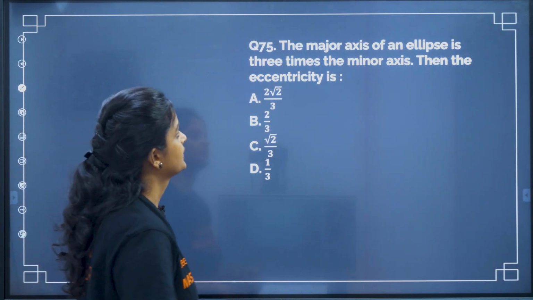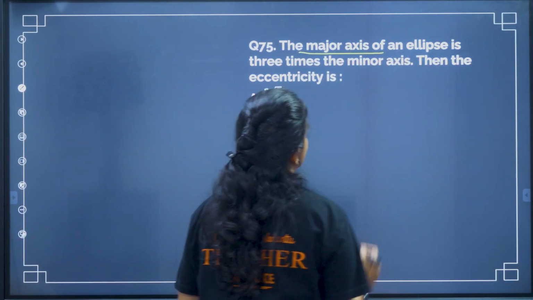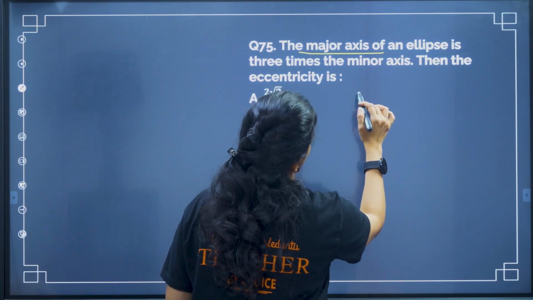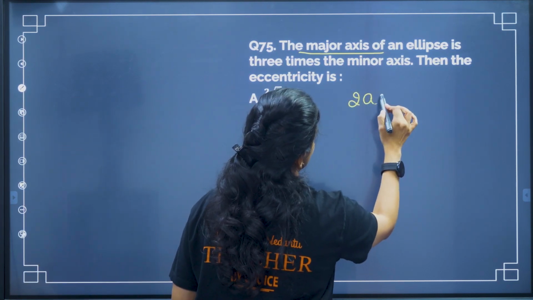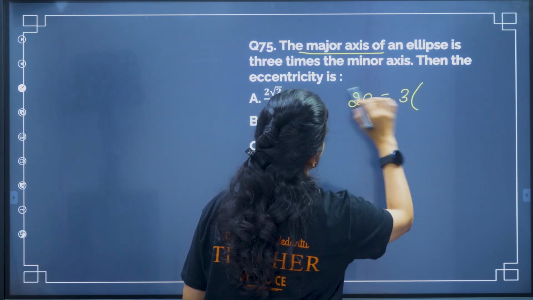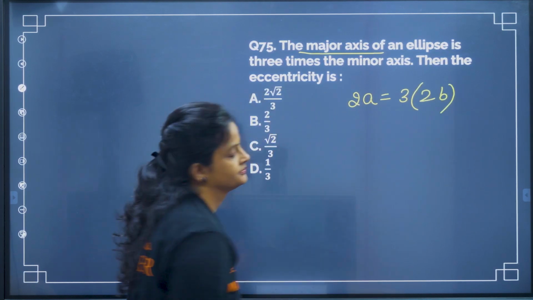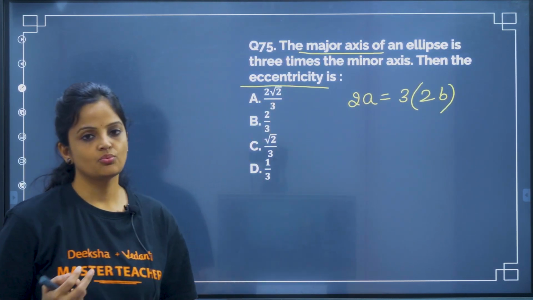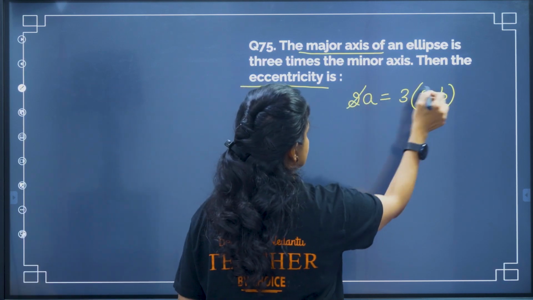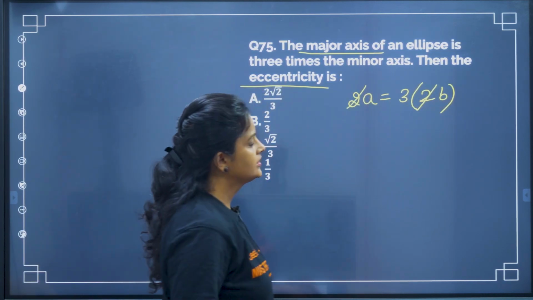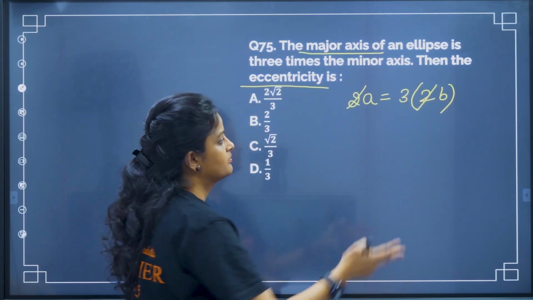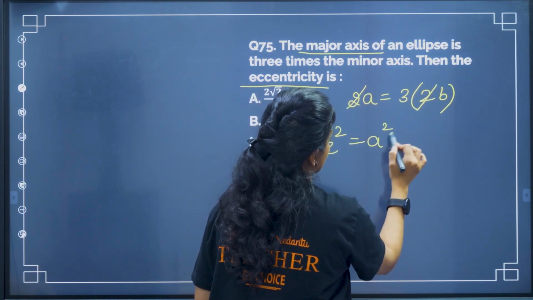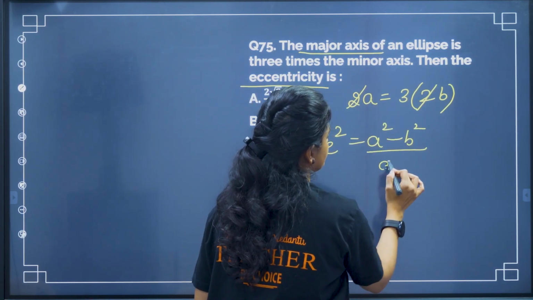75th question. The major axis of an ellipse is 3 times the minor axis. Okay. Major axis 2A is 3 times the minor axis 2B. Eccentricity is what? A is related with B like this: A = 3B. e squared is equal to (A squared - B squared) by A squared.